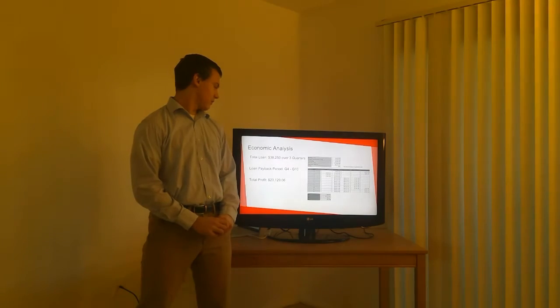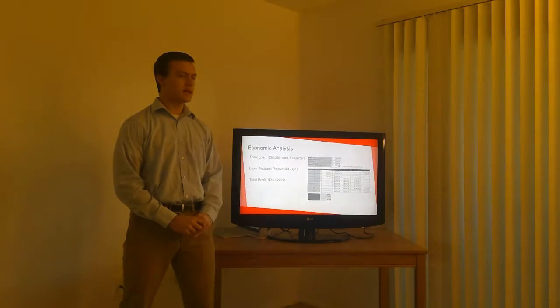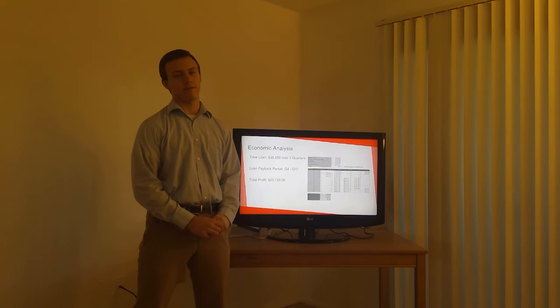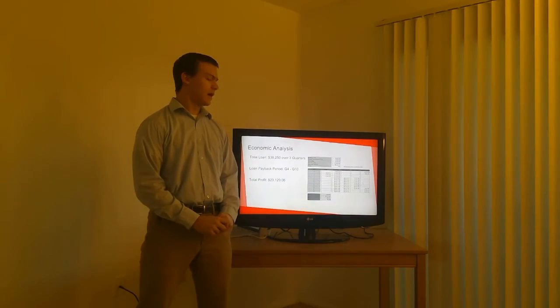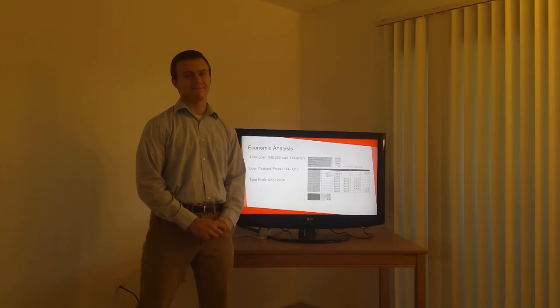So between those 3 quarters, we would make a total profit of $23,129.06, and that's on top of the loan that we've already paid back. So that's profit that's going directly to VTEPs. And if we look at the IRR, we're at 36%, and that's well above the MAR that we set at 20%. So this would be a good investment for VTEPs.